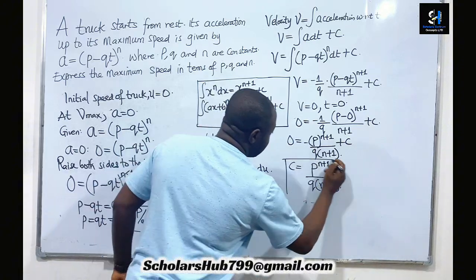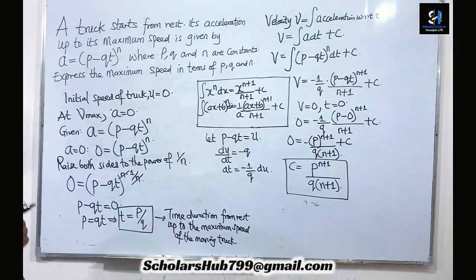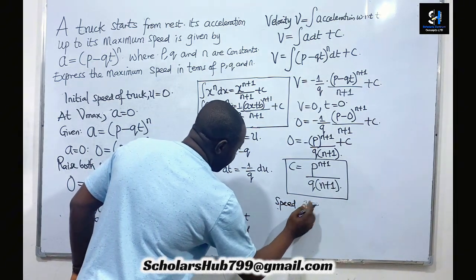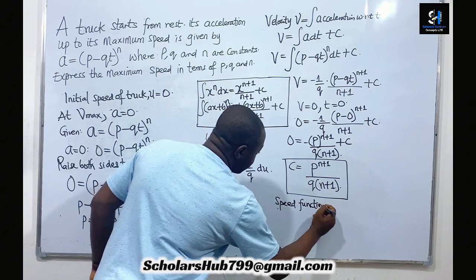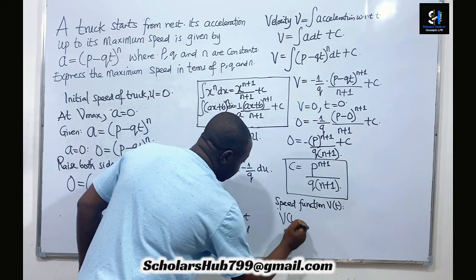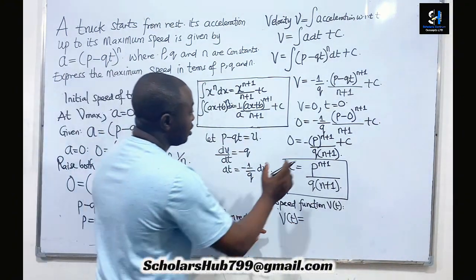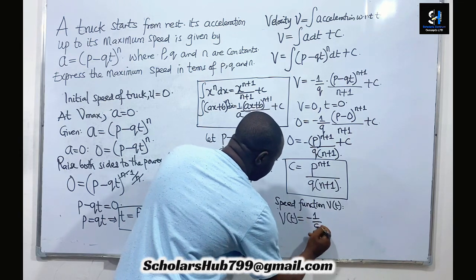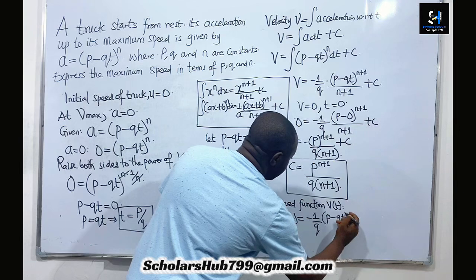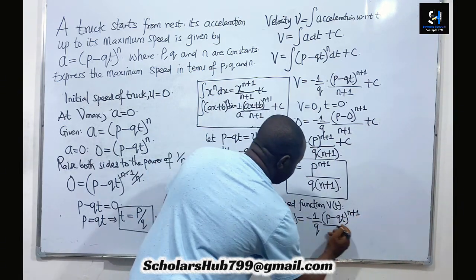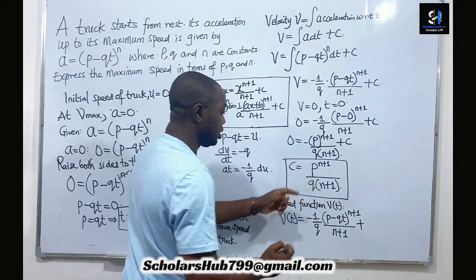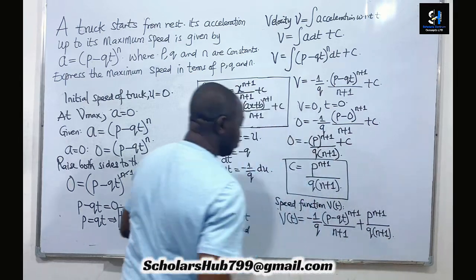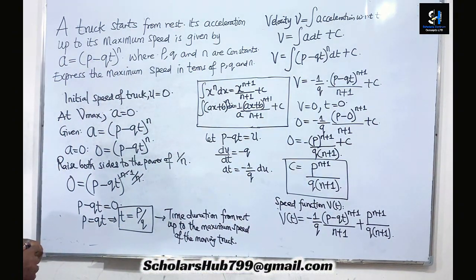So this is our integration constant. Which means the velocity function, or speed function, because we want to calculate the maximum speed, that is v of t, v as a function of time t, will now be, putting this back into the equation, minus 1 over q parentheses p minus qt raised to the power of n plus 1 divided by n plus 1, plus c, which is p raised to the power of n plus 1 over q parentheses n plus 1. That is the velocity function.